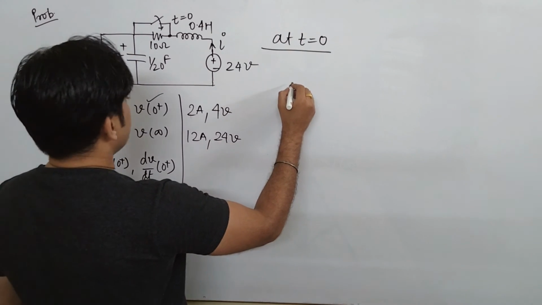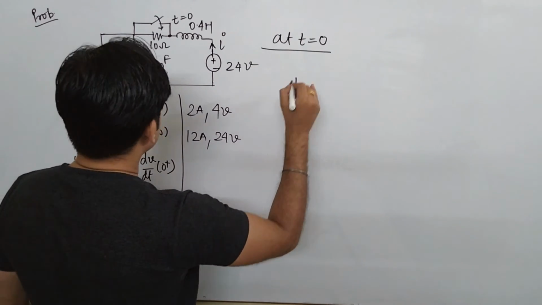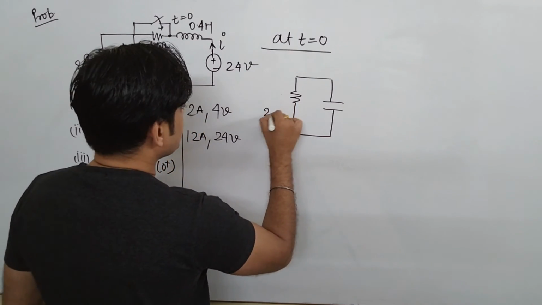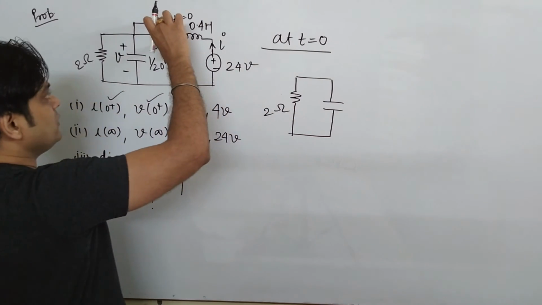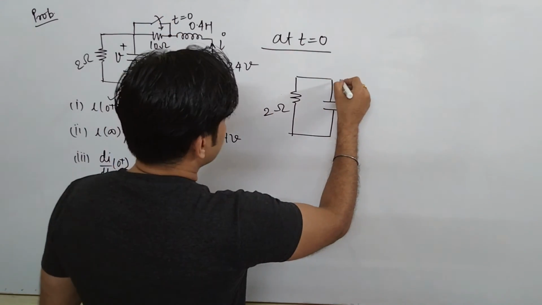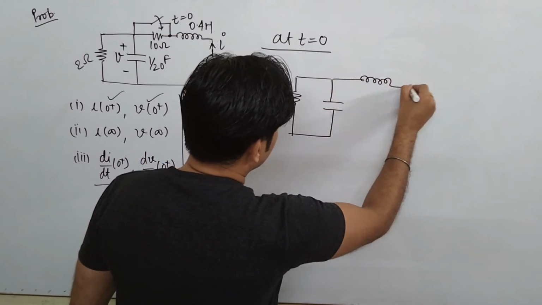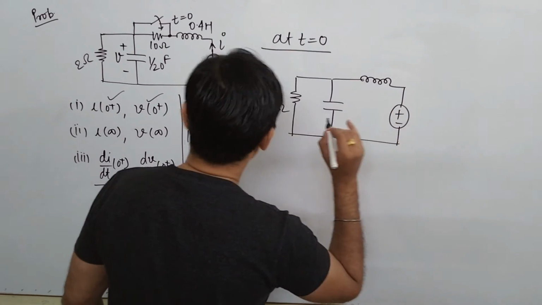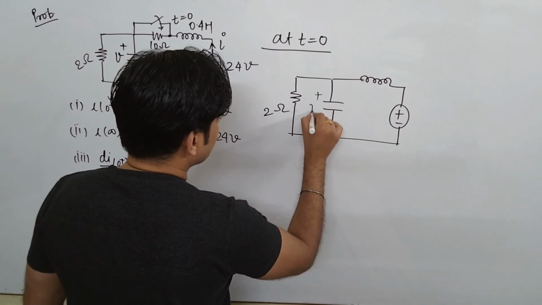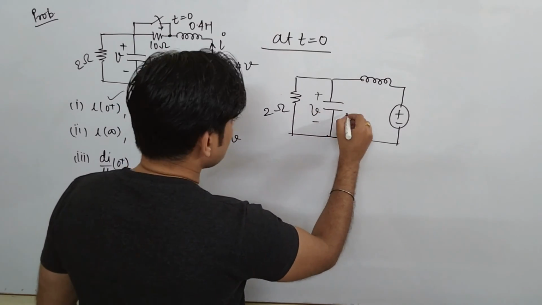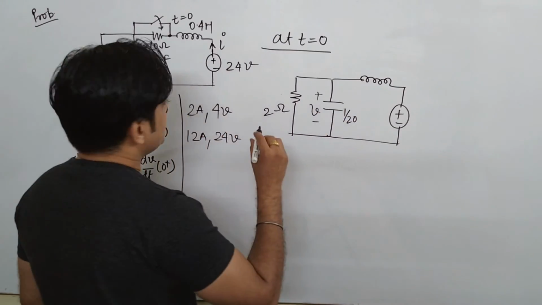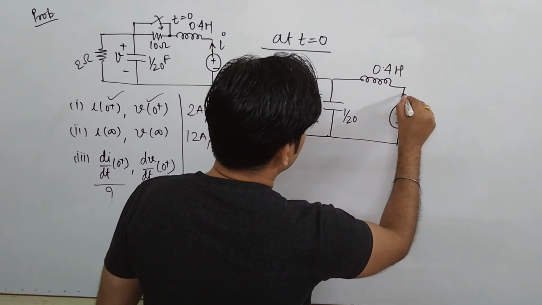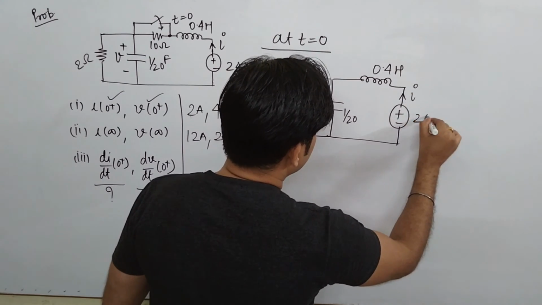If you draw the circuit at t equal to 0, this is your capacitor. This is 2 ohm. At t equal to 0, the switch is getting closed, the 10 ohm resistance will disappear, and this is your inductor. I already told you in my previous video, when I am talking about t equal to 0, it is the condition at which we find the solution in the circuit. Yes, this is 24 volt.